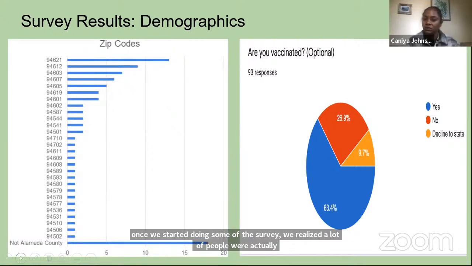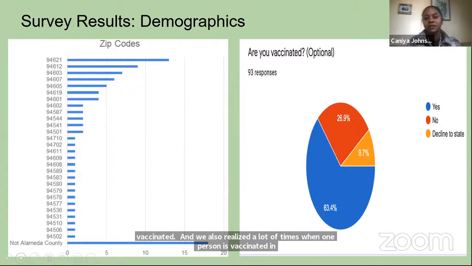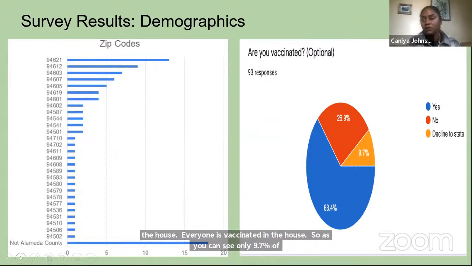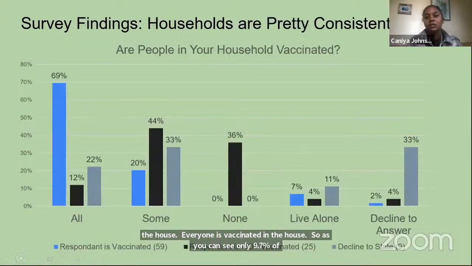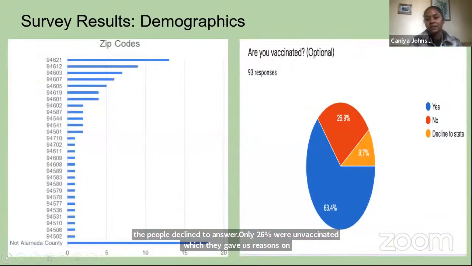And so as you can see, only 9.7% of the people declined to answer. Only 26% were unvaccinated, which they gave us reasons on why. And then 63.4% is vaccinated.